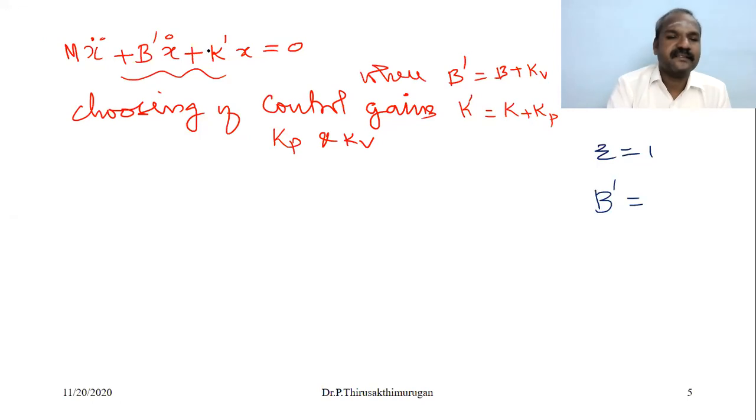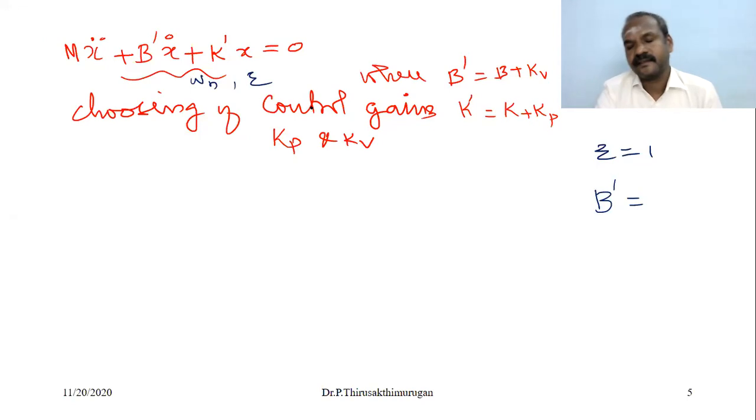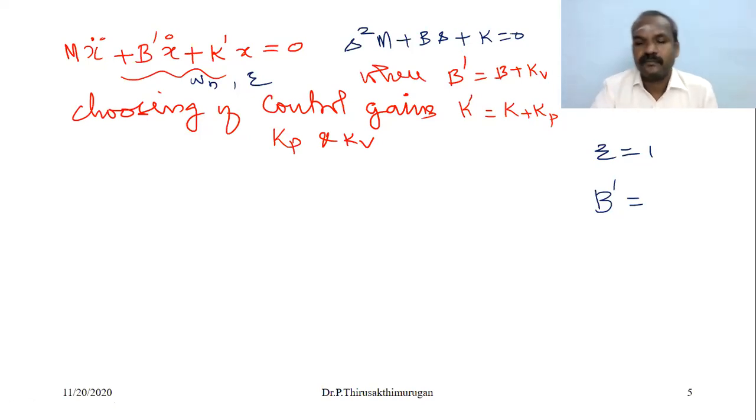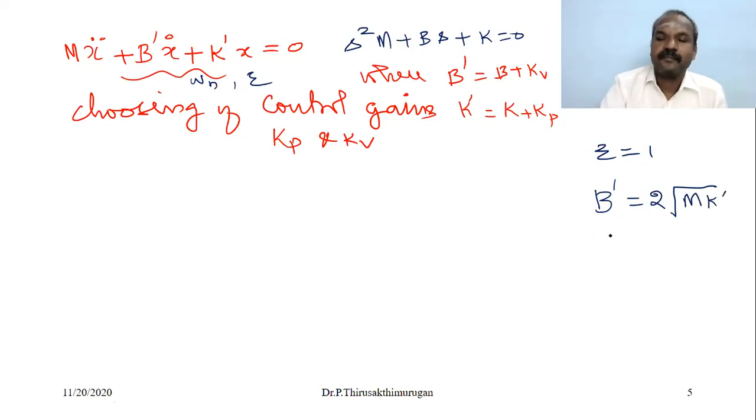From this second order system, we obtain the omega n and zeta expressions, on comparing with s square m plus bs plus k equal to 0. From this expression, we found the zeta and b value. So when zeta is 1, what is the b value? b dash is 2 times root of m k dash. Okay, please remember.